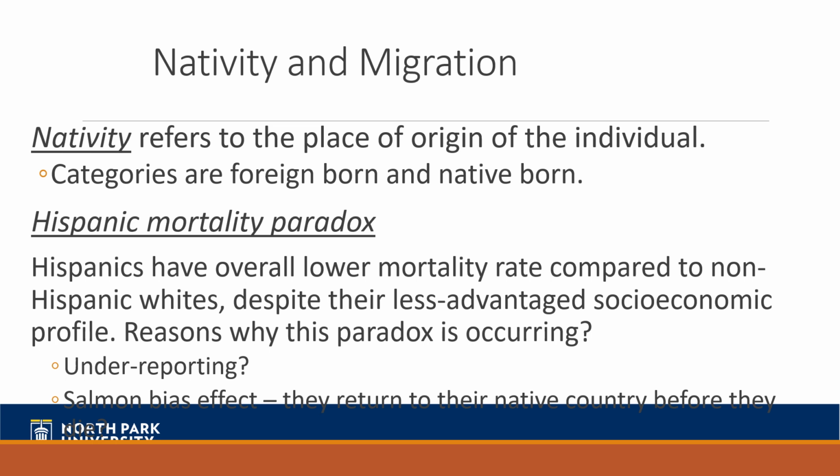Nativity and migration. This refers to the place of origin of the individual. Categories are foreign-born and native-born. And there's a Hispanic mortality paradox. Hispanics have overall lower mortality rate compared to non-Hispanic whites, despite their less advantaged socioeconomic profile. And why is this happening? It's interesting. Is it because of underreporting, or is it Salmon bias effect, which means that they return to their native country before they die?